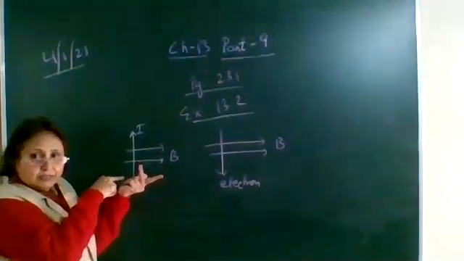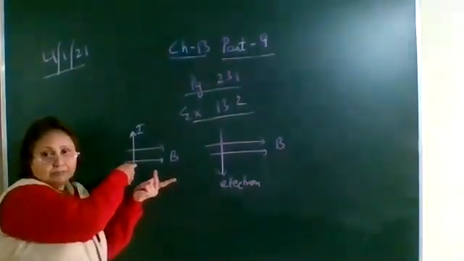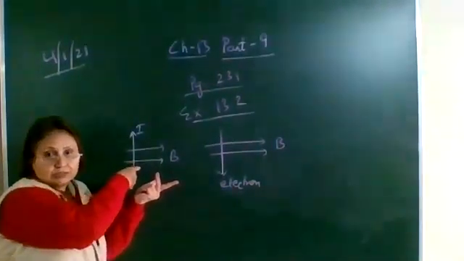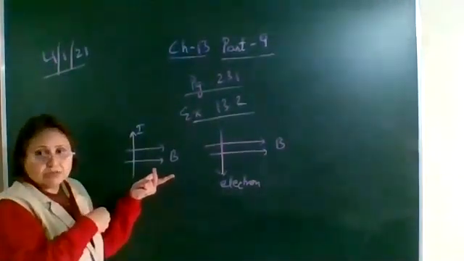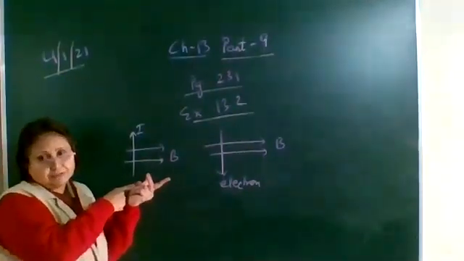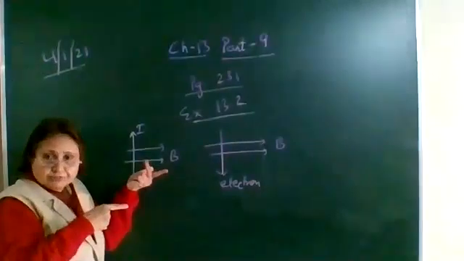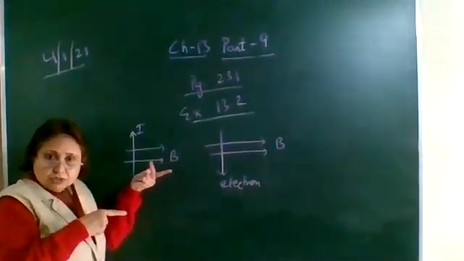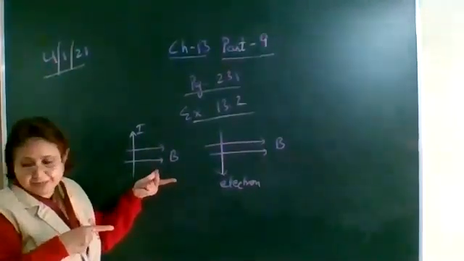this is the direction of the current. So the thumb is going perpendicular to the plane of the paper inwards. The thumb is pointing perpendicular to the plane of the paper inwards, and this thumb gives the direction of the force. So what is the direction of the force? The direction of the force is perpendicular to the plane of the board inwards. Okay, so it will be perpendicular inwards.